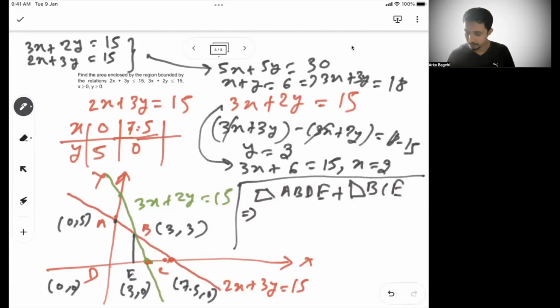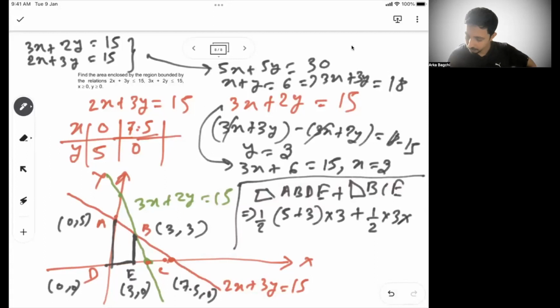So what is a trapezium? A trapezium is half into the sum of parallel sides. Now the sides are this and this. The side in the first case is 5. In the next case it is 3. Into the height. Height is nothing but this, which is also 3. Plus the right angle triangle. So the right angle triangle has a height of 3.